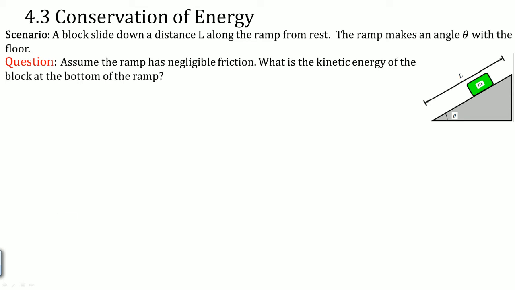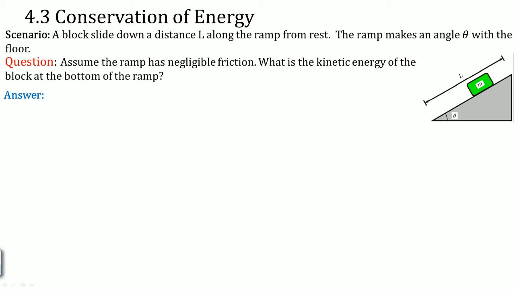Scenario: a block slides down a distance L along the ramp from rest. The ramp makes an angle theta with the floor. Question: assume the ramp has negligible friction. What is the kinetic energy of the block at the bottom of the ramp?